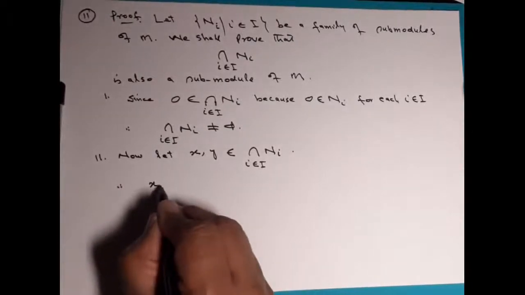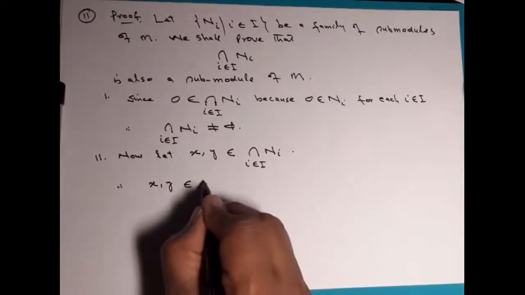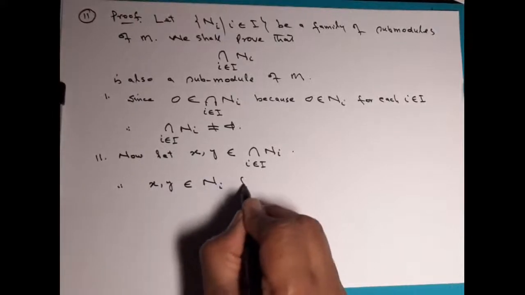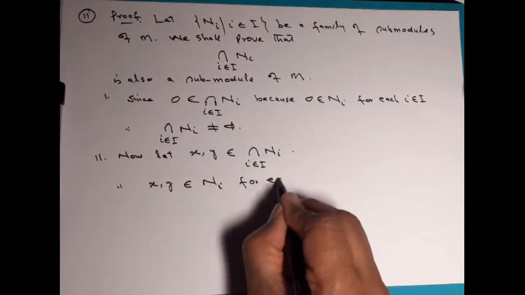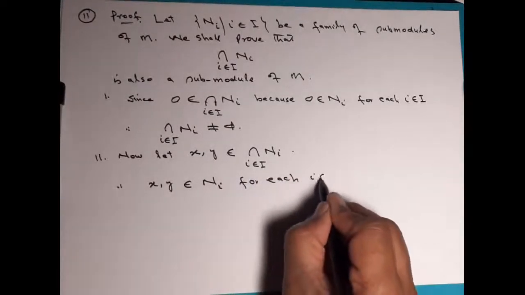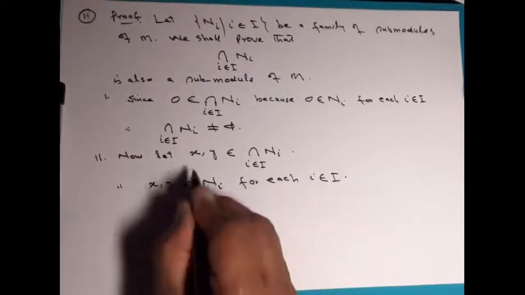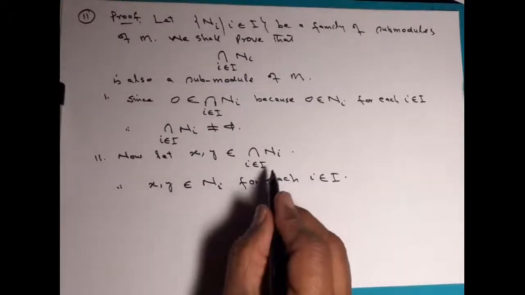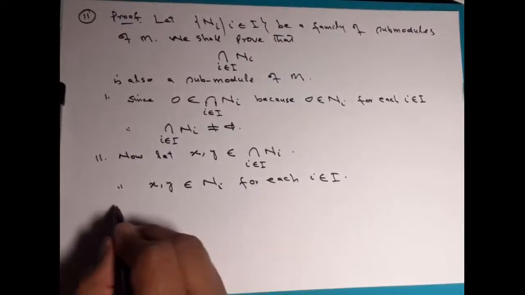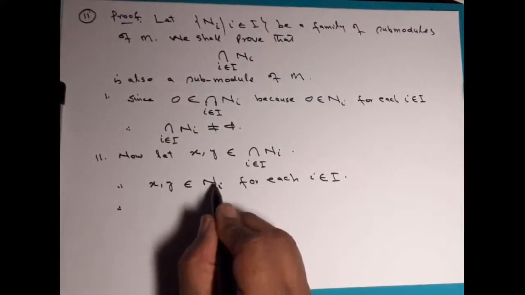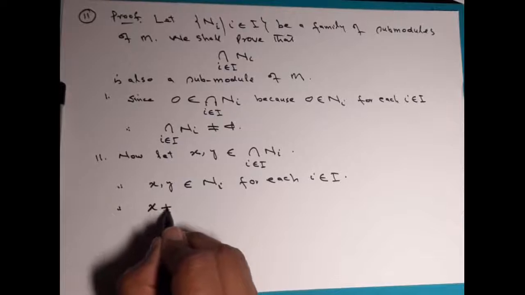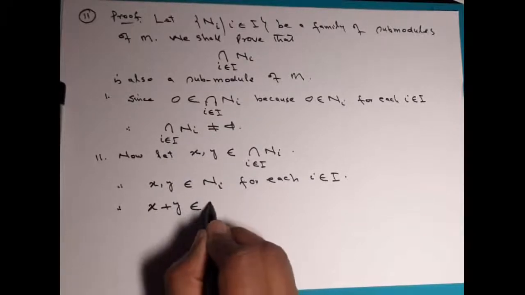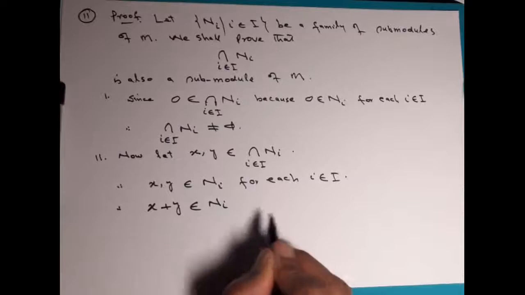Therefore, x, y belong to Ni for each i belonging to I. If x, y belong to the intersection of all these, then x, y belong to each one of these, and therefore each one of the Ni is a module, and x, y belong to Ni, therefore x plus y belongs to Ni, because a module is closed under addition.